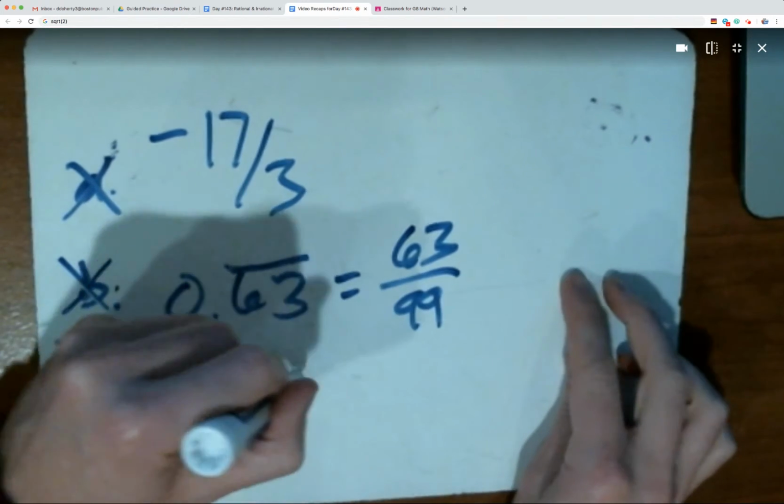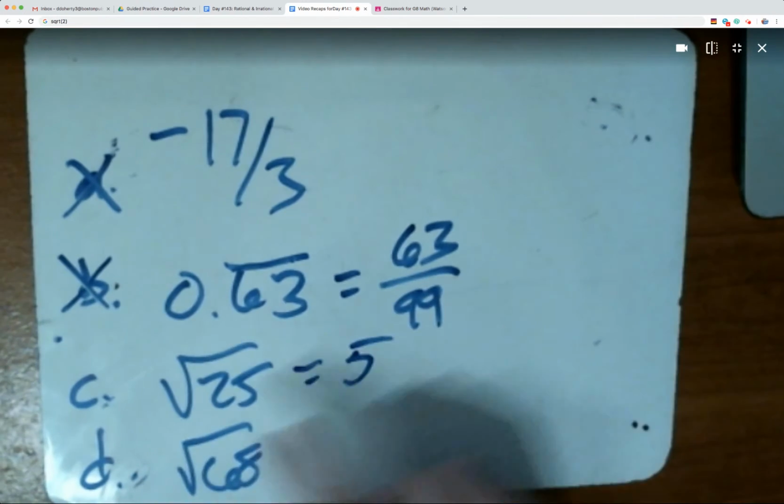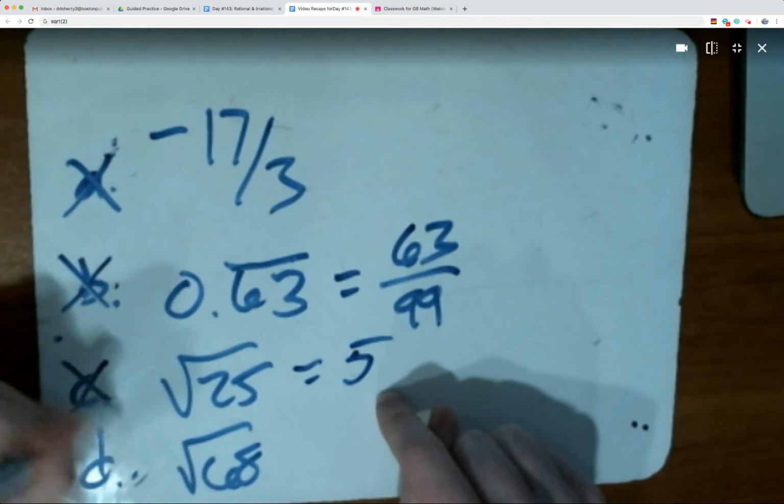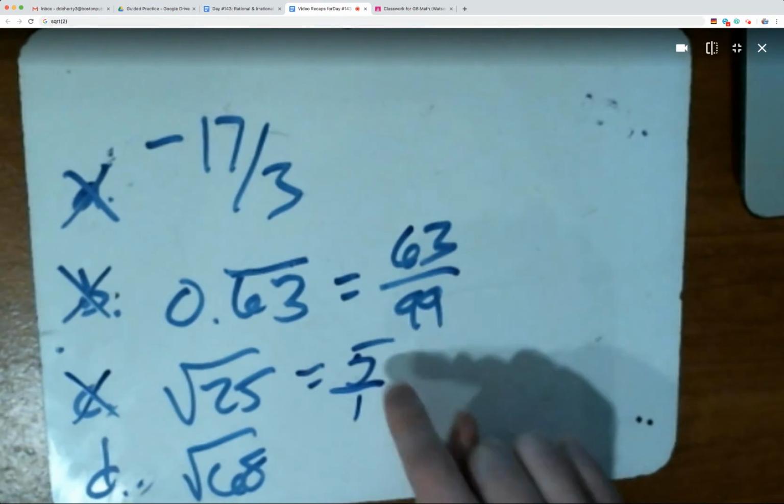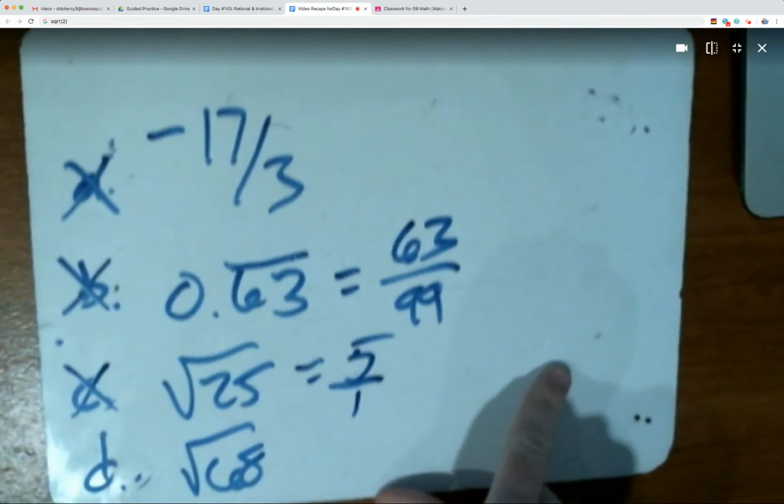The square root of 25 is equal to 5. It's a perfect square root, so I know that's also a rational number. I could just say 5 over 1 is the same thing as the square root of 25.